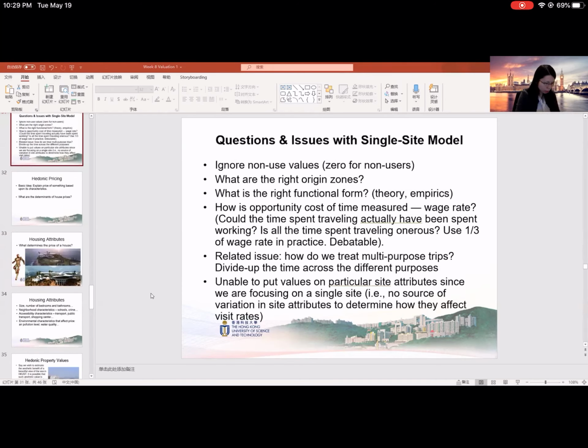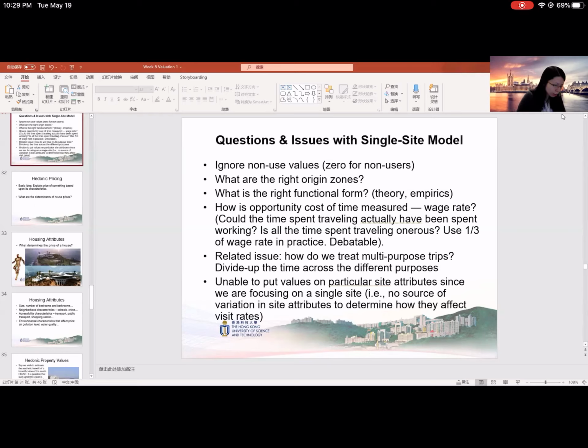So other than the travel cost method, any question? Sorry, I missed one thing. The origin zones, you mean the place where people come from, to go to the place of visit? Yes, the origin zone is where you draw rings around a particular site, and you try to collect.